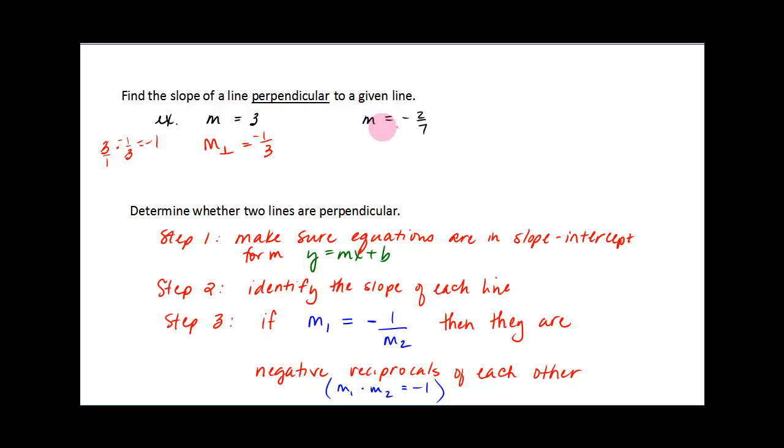Okay, let's try again. My slope is -2/7, so my perpendicular slope is a positive 7/2. Just take these numbers, switch their places, and change the sign. Okay, so that's how you find perpendicular slopes. Remember that this little symbol right here is a right angle symbol, so that's perpendicular.